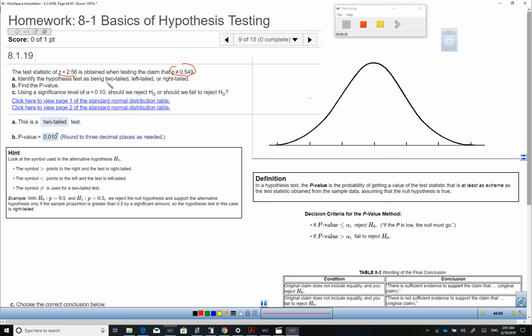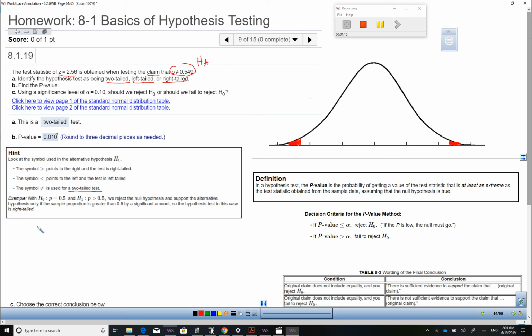If you have a two-tail, left tail, or right tail, and since the claim contains the mathematical statement of different, we know that we have to use a two-tail test, which means I have to shade this part of the distribution and this part of the distribution, okay? And this mathematical statement goes on the alternative hypothesis, okay?